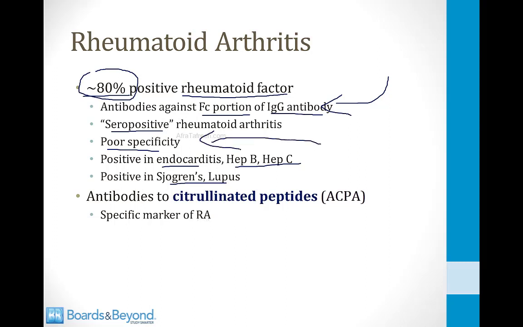A better test that is more specific for rheumatoid arthritis is testing for antibodies directed against citrullinated peptides. This antibody test is a more specific marker for rheumatoid arthritis and is often used to confirm the diagnosis. So citrullinated peptides are peptides that have had citrulline added to them, so let's review what citrulline is.